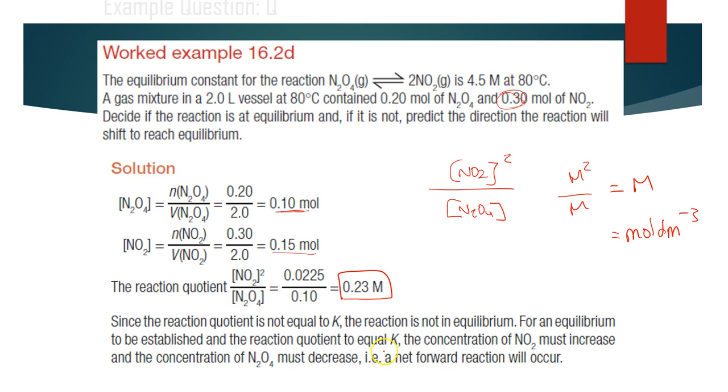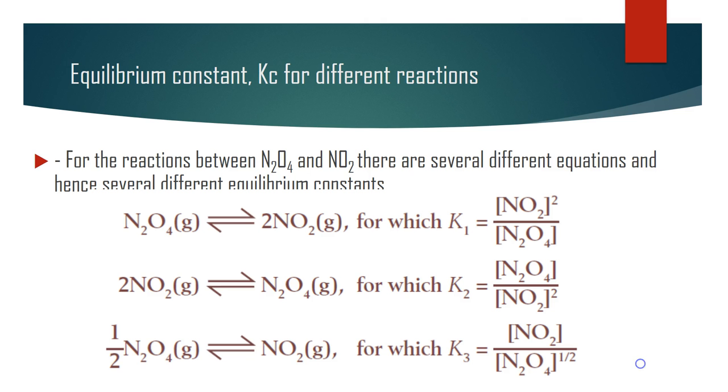We can see that for the reaction quotient to equal K, the concentration of NO2 must increase and the concentration of N2O4 must decrease. That means we want to use up the reactants and push it towards the products, because we're heading towards this 4.5 molar, and this is less than 4.5. So we want to push it in the direction of the products, which means the forward reaction must occur. That's how we use Kc and Qc together to predict which way equilibrium will shift.